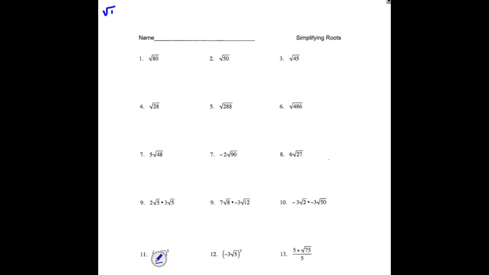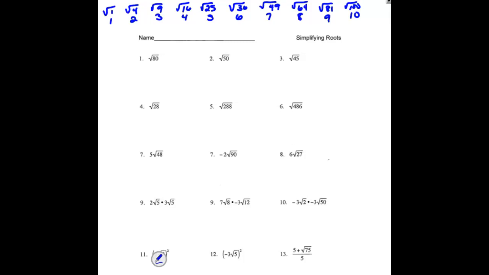The square root of 1 is 1. The square root of 4 is 2. The square root of 9 is 3. The square root of 16 is 4. The square root of 25 is 5. The square root of 36 is 6. The square root of 49 is 7. The square root of 64 is 8. The square root of 81 is 9. And the square root of 100 is 10.